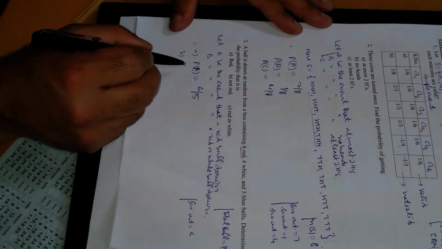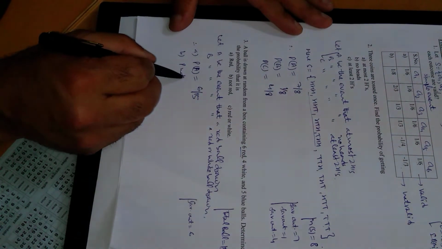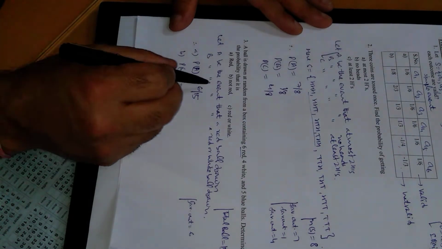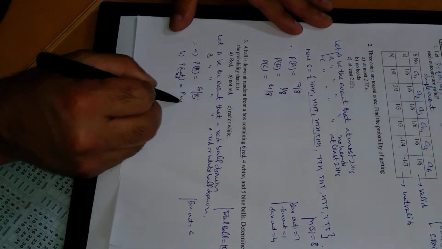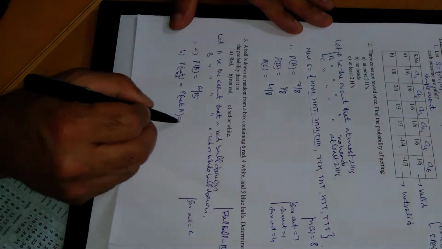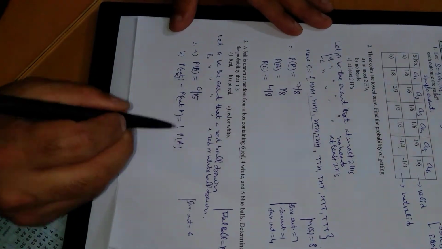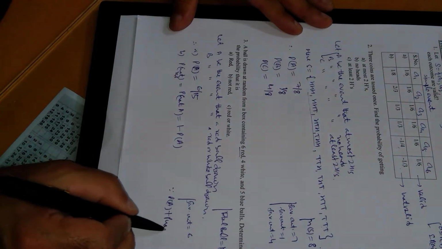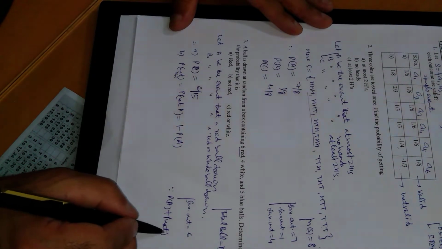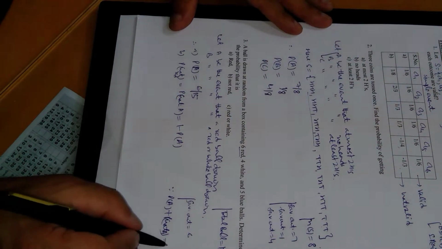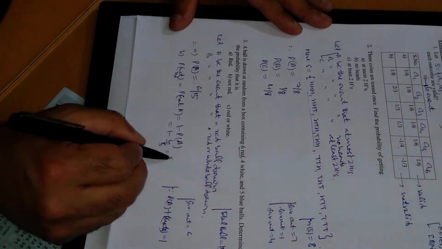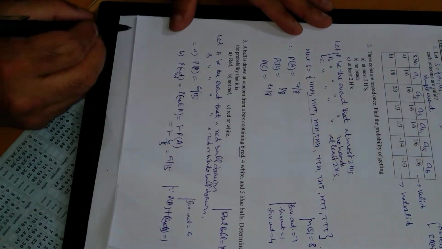Number 2, P of not red. Because A is red, not red will be not A. So the probability of not A is always 1 minus P of A. We already know this relation, P of A plus P of not A is equal to 1. So because of this relation, 1 minus 6 upon 15, so this is 9 upon 15.